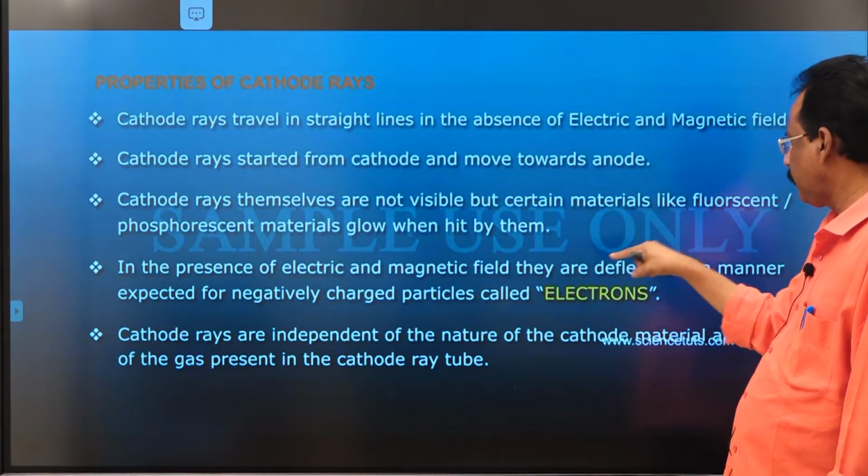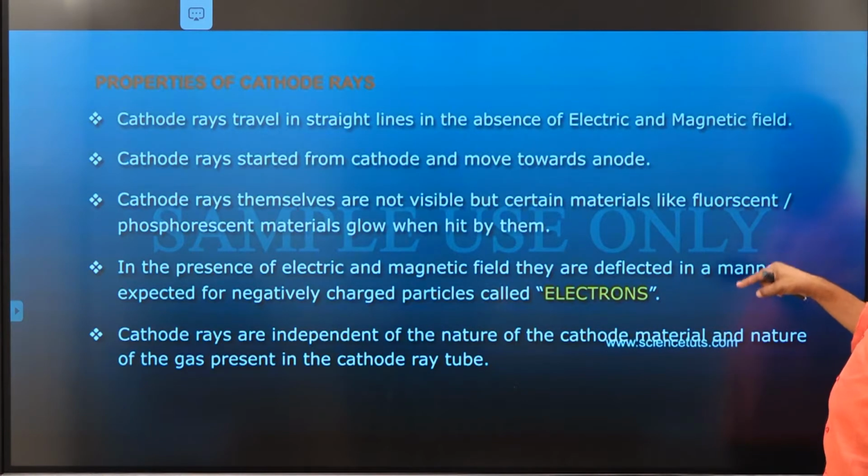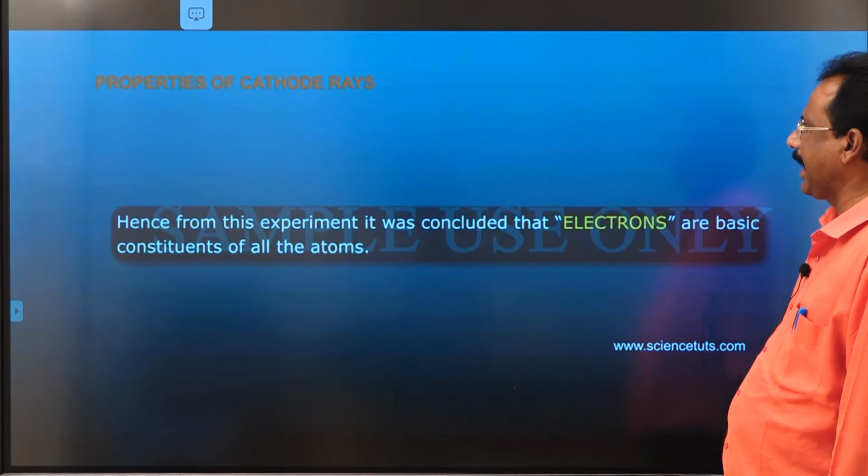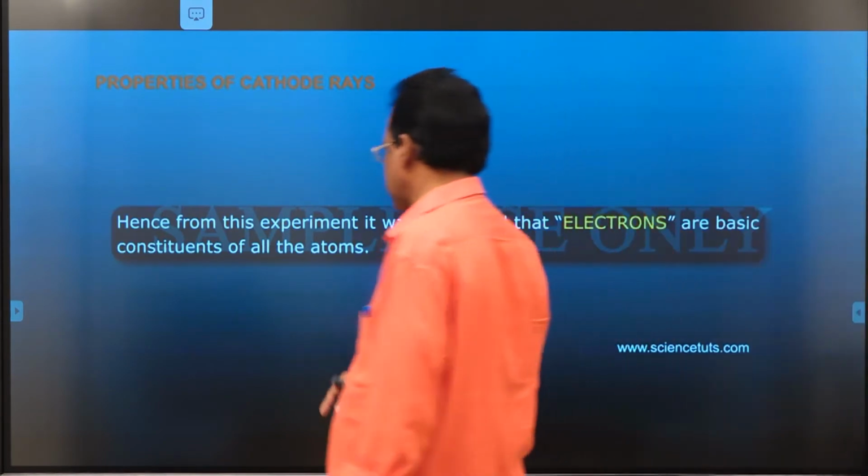In the presence of an electrical and magnetic field, they show some deflection from their original path because they are negatively charged particles. So this is a property.